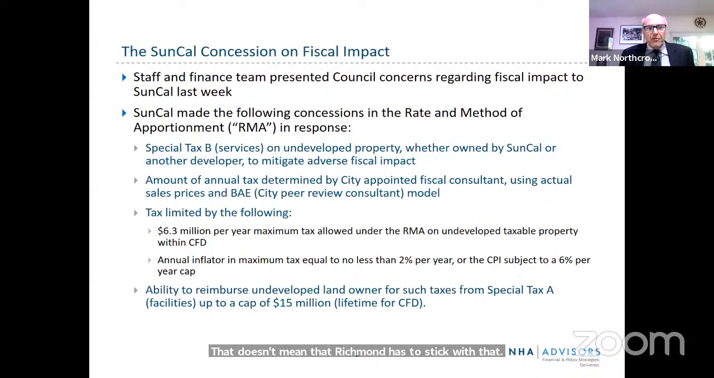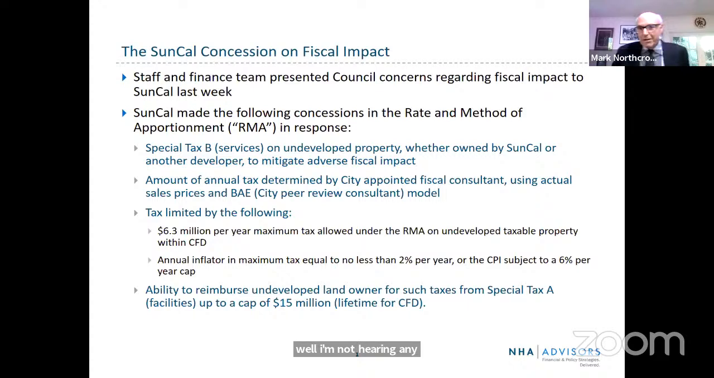SunCal asked for one other feature, which is the ability, to the extent there are surplus taxes in the future, to be able to use those surplus taxes to reimburse itself for up to $15 million of taxes levied under this category. So that was the offer they put on the table. Before I go to the next few slides, I'd like to pause here and get some questions. Well, I'm not hearing any. I won't hold you all to it. We can go back to this slide.